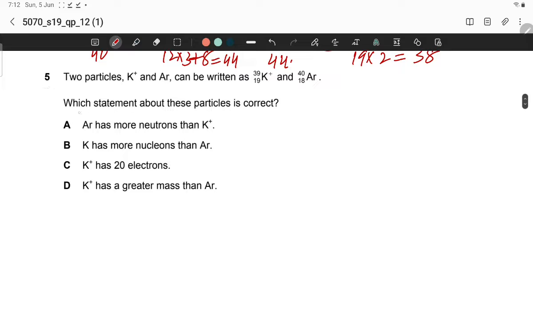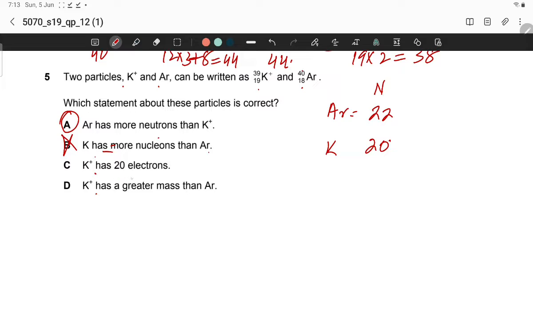Question number 5. Two particles, K positive and argon, can be written as 39/19 and 40/18. Which statement about these particles is correct? Argon has more neutrons than K positive. Argon has 22 neutrons, and potassium has 20 neutrons. So argon has more neutrons than the potassium ion. This is correct. K has more nucleons than Ar? Potassium does not have more nucleons. This is incorrect.